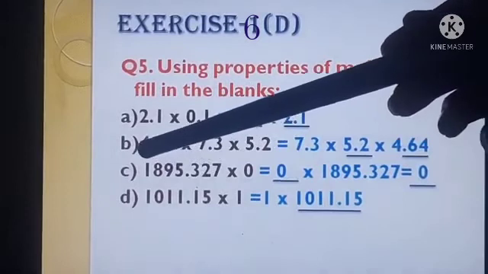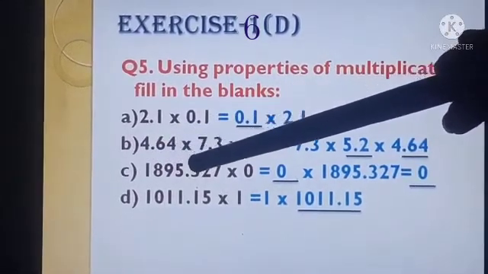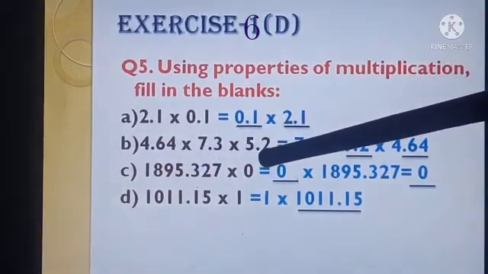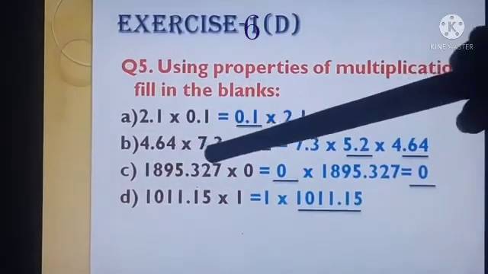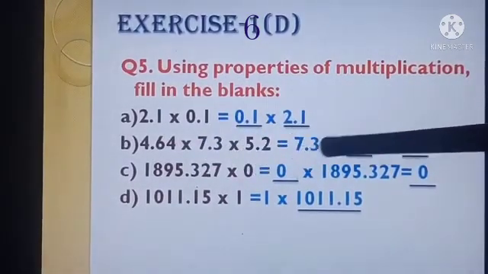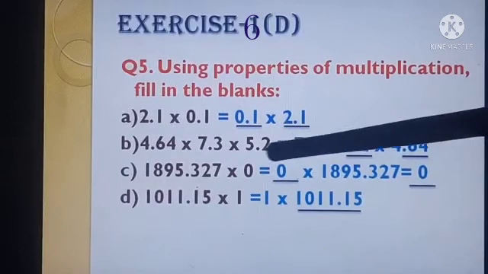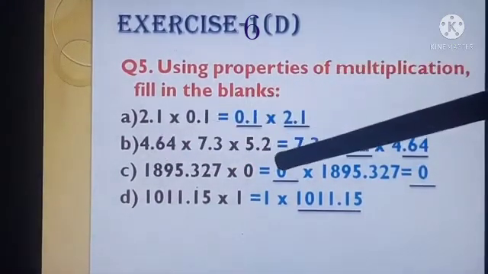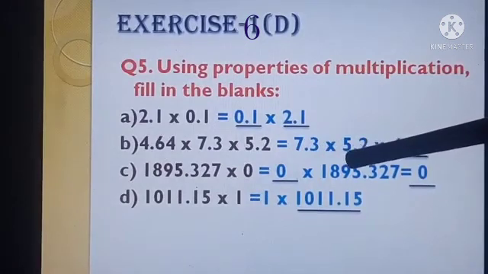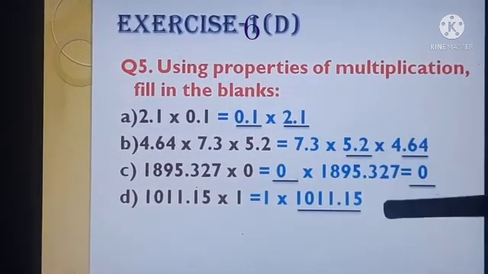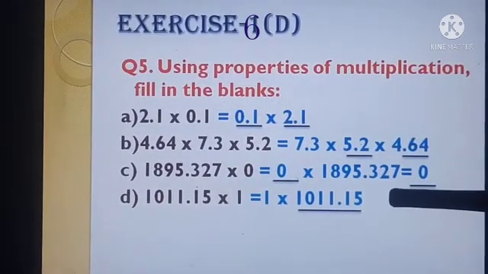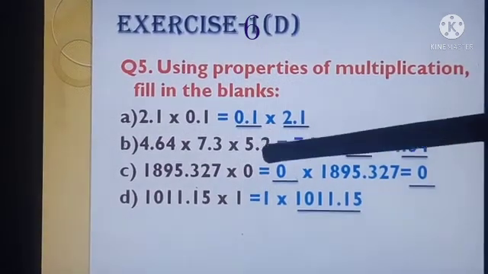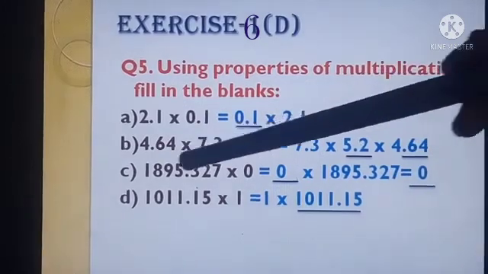Next, 1895.327 multiplied by 0. When a decimal number is multiplied by 0, we will get the answer 0 only. But here two fill-ups are there. So first of all, we will interchange the places. 0 multiplied by 1895.327 is equal to 0. Right? The product will be 0 only.